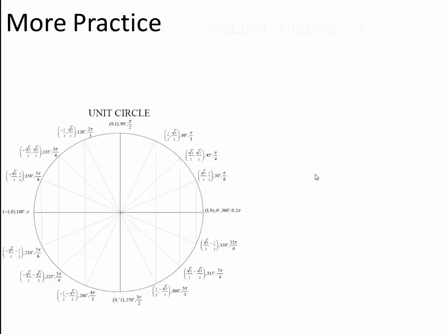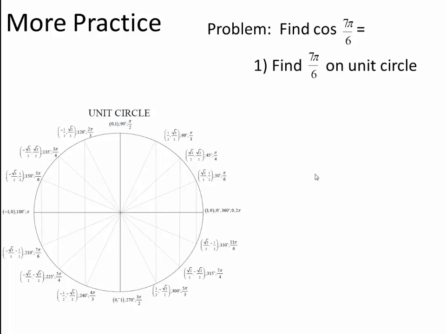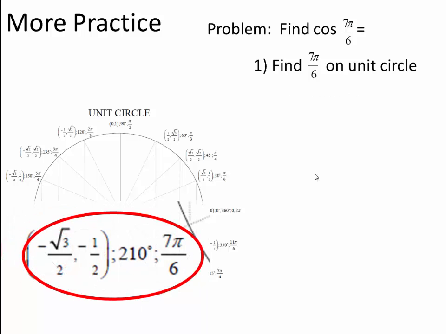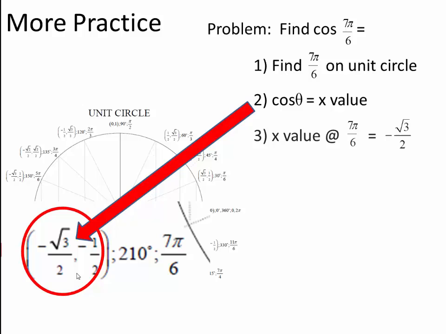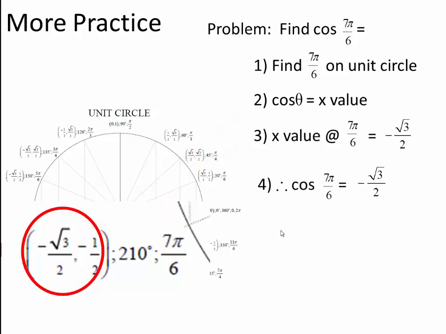Here's another example with radians this time. We want to find the cosine of 7π/6. First step, find 7π/6 on the unit circle. Second step, identify that with cosine, we're talking about the x value. In this case, that would be negative √3/2. Therefore, the cosine of 7π/6 is negative √3/2.